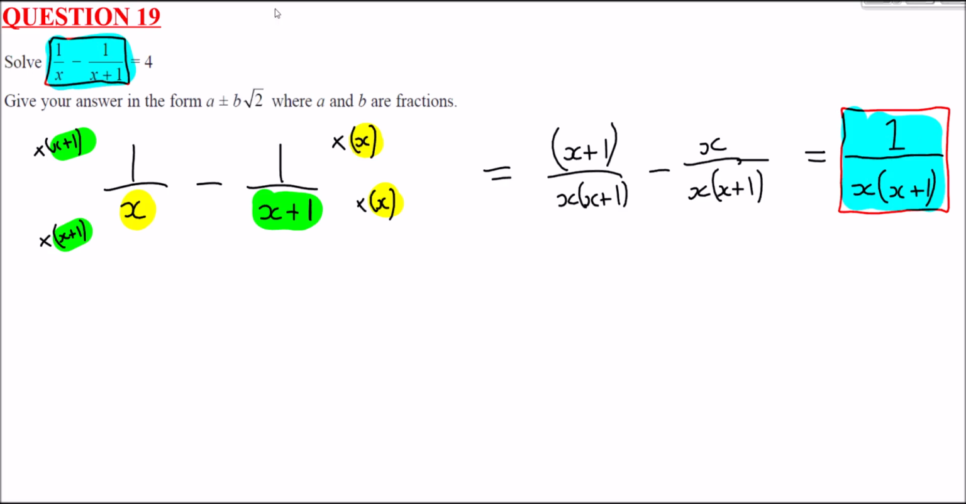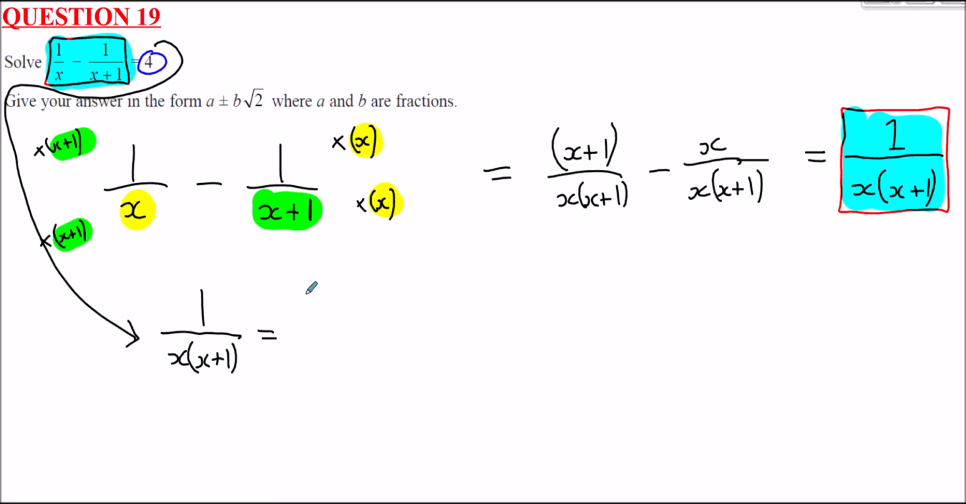So therefore this equation can be solved by thinking of it entirely differently. So if I just bring this over here, I'm going to rewrite what's on the left as this now. So I'm going to solve 1 over x brackets x plus 1 equals 4. But I'm going to rewrite 4 as well. I'm going to rewrite 4 as 4 over 1.